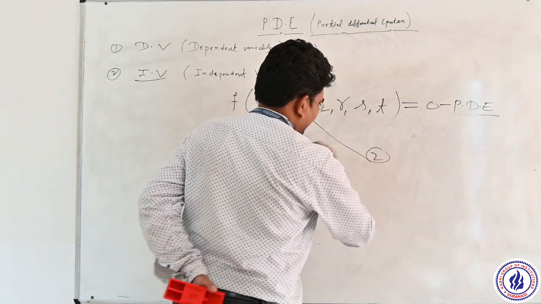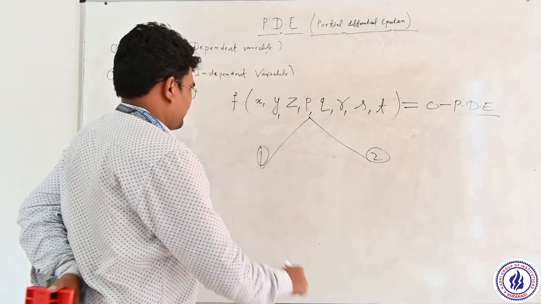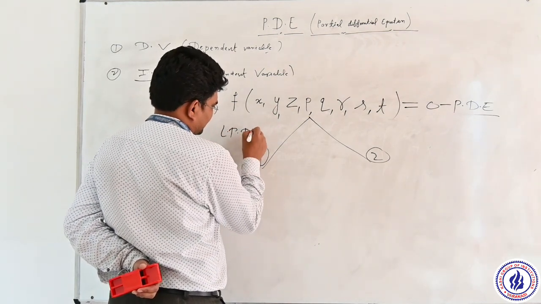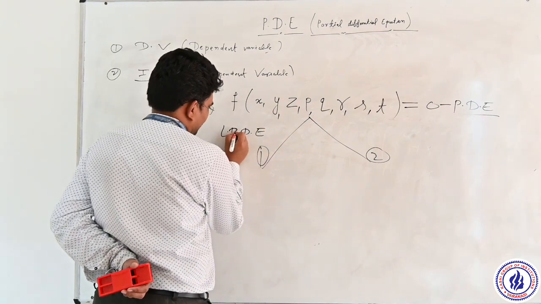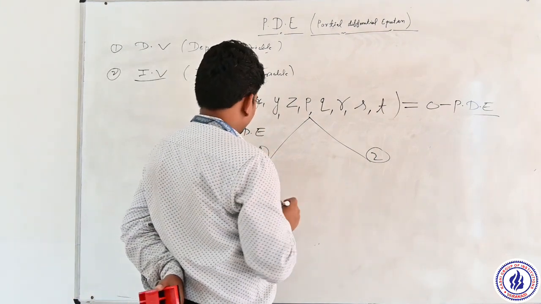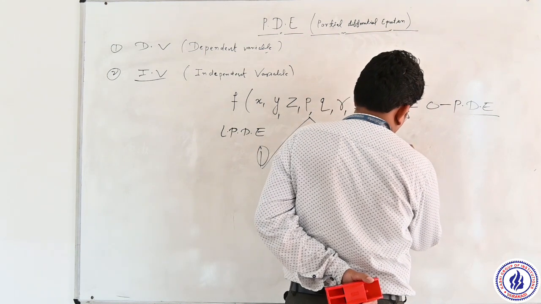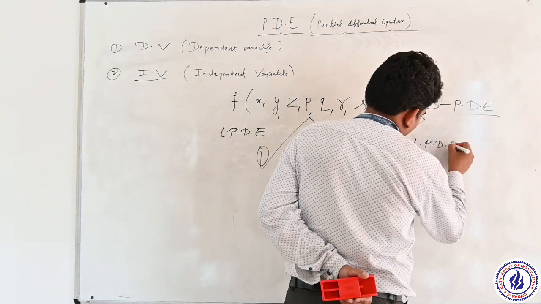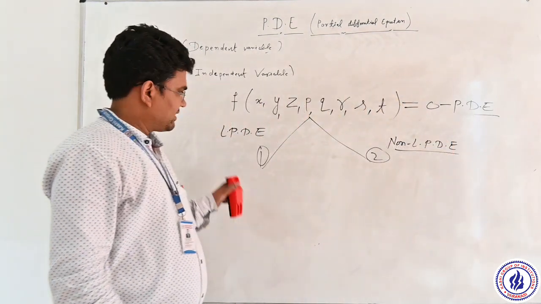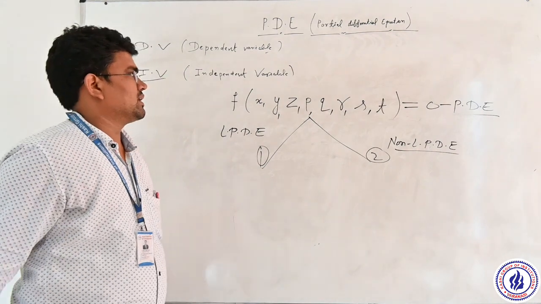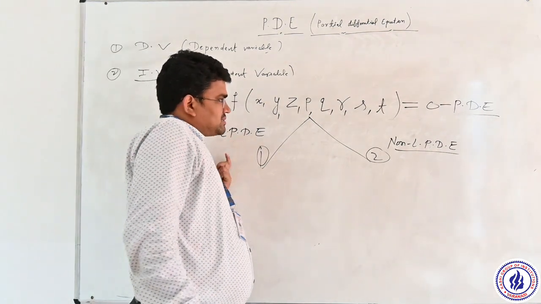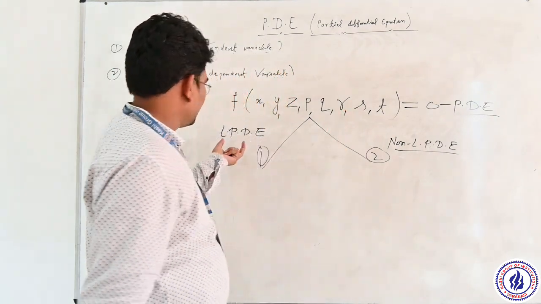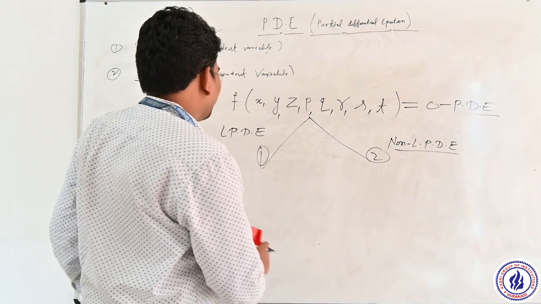It has two types, first and second. First is linear partial differential equation, and second one is non-linear partial differential equation. So how do we distinguish between both? First of all we need to know what is meant by linear and what is meant by non-linear.